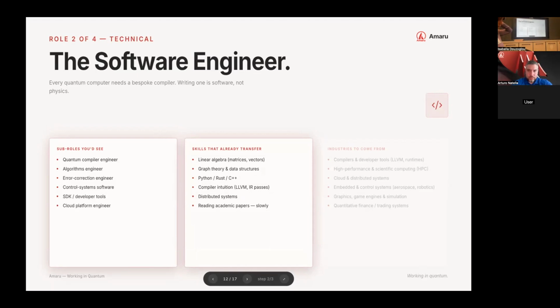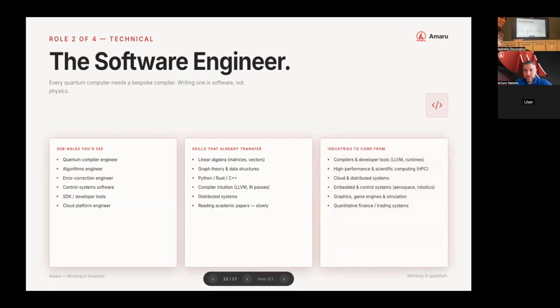software is huge, especially because when it comes to software, a lot of these companies are in some ways building the plane as they're flying, and they're developing their own compilers for their software. So if you can work in that space, there's a huge value add that you would bring to a quantum computing company. Distributed systems and reading academic papers, and I put slowly because these things are dense. So if you have that experience, you can make your way, I wouldn't say easily, but you can make your way as a software engineer.